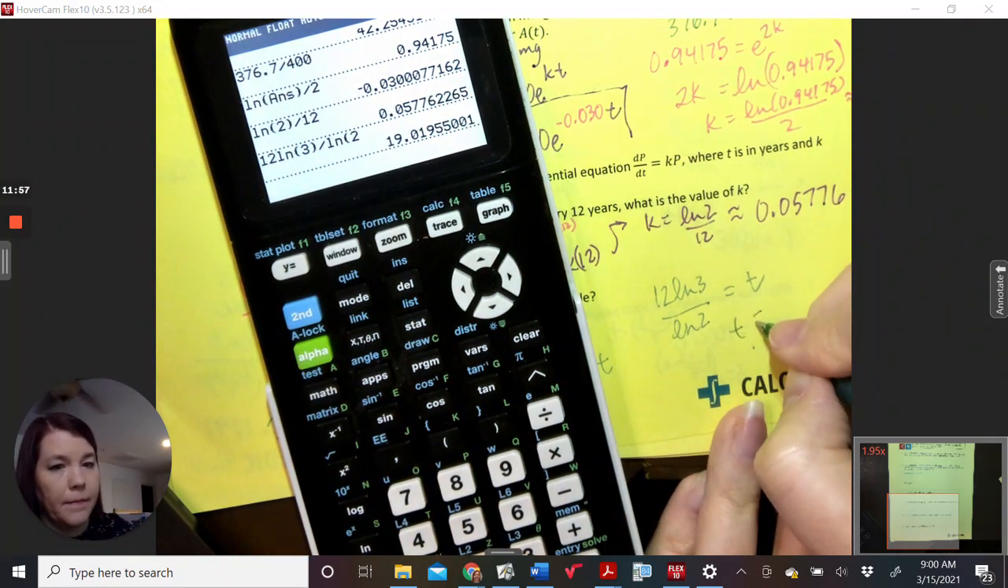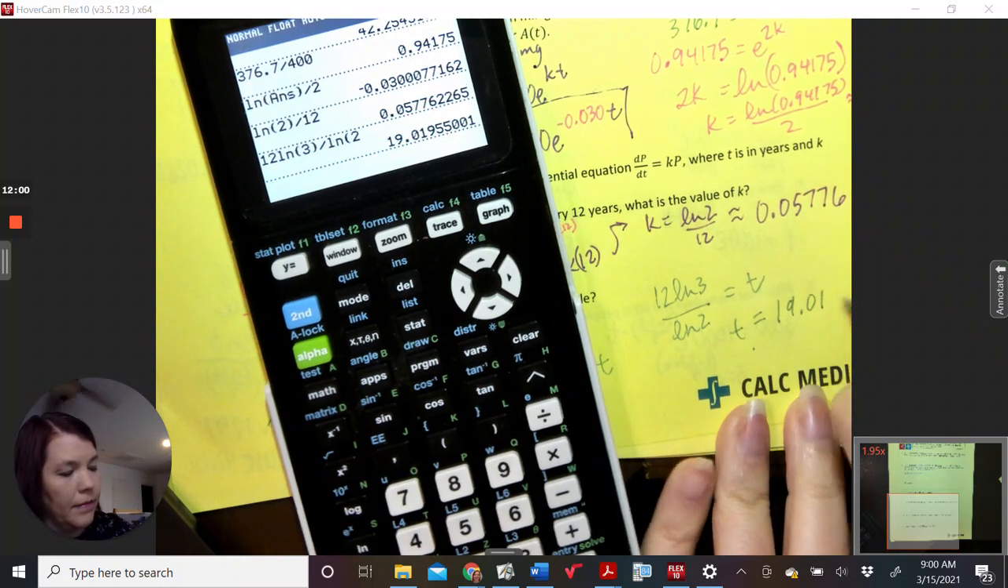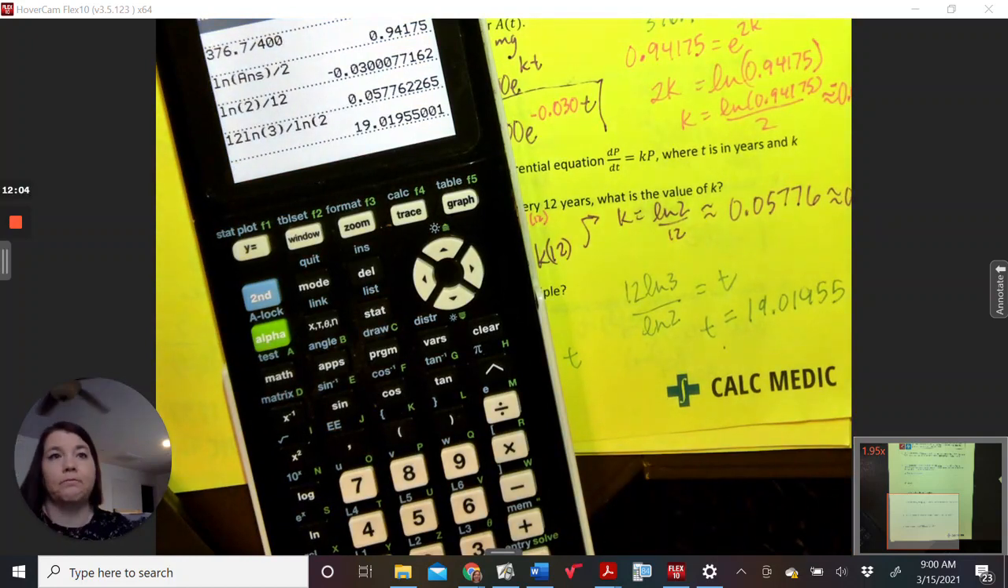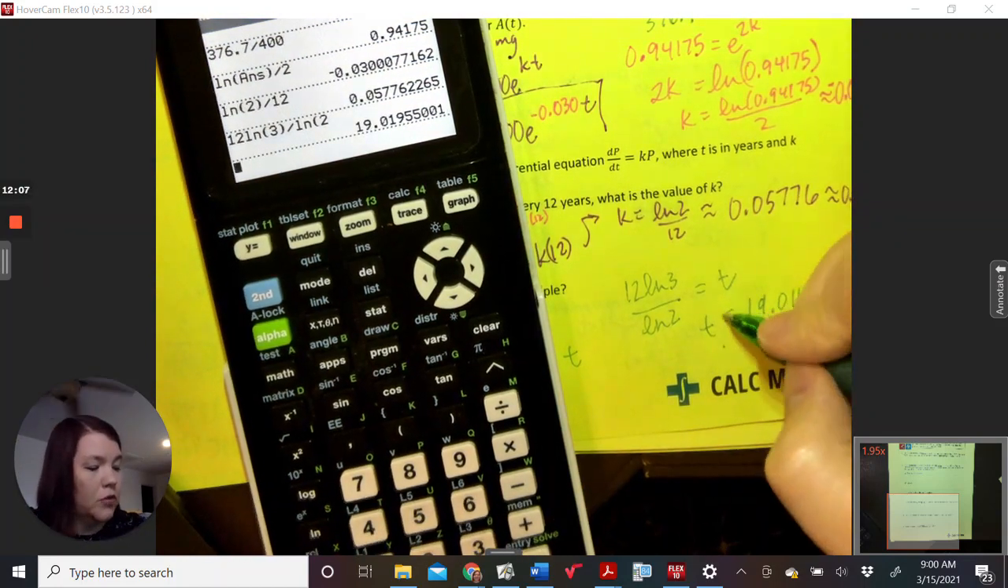So I don't actually have to know what the population is to answer this question. And that's weird, right? But because they're telling me what the ratio is going to be, double and triple, I can do the math without knowing.